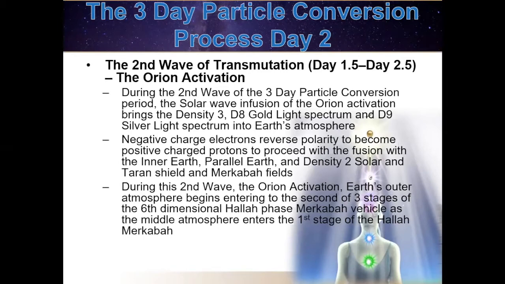Now, during the second wave of this three-day particle conversion period, the solar wave infusion of the Orion activation brings the density 3, dimensional 8, gold-like spectrum, and DNA and dimensional 9, silver light spectrum into Earth's atmosphere. So again, the eighth higher gold light spectrum and the ninth one, the higher dimensions and the DNA will be infused into Earth's atmosphere. And negative charged electrons reverse polarity to become positively charged protons to proceed with the fusion with the inner Earth, the parallel Earth, and the density 2 solar and Terran shield and Merkaba fields.